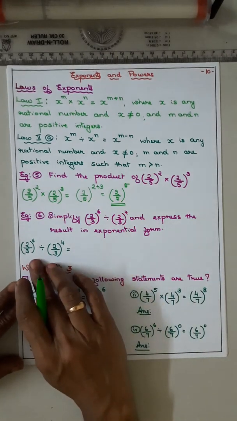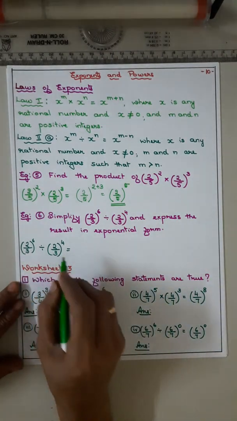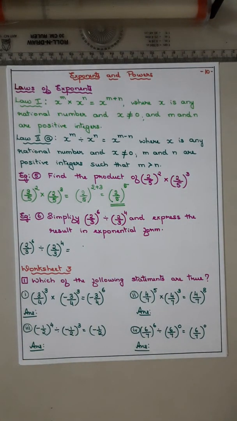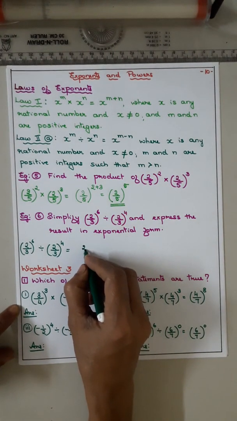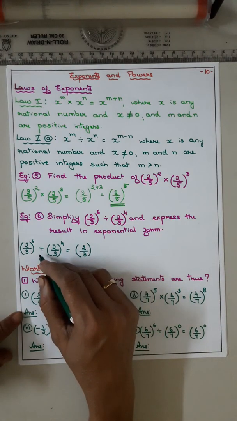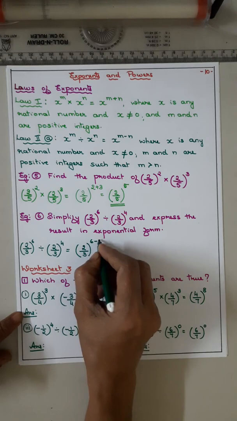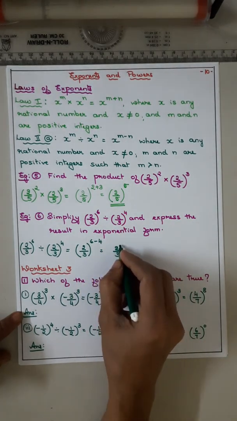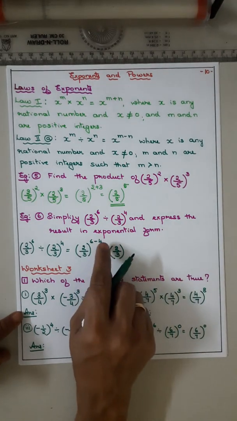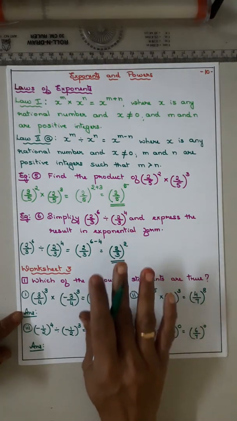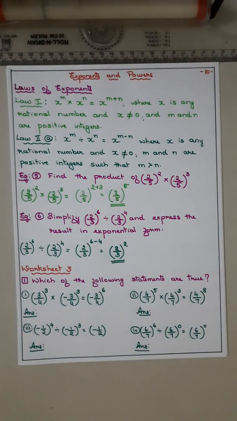Now this is division. So the bases are same. It is 2 by 3. The base is 2 by 3 and the powers are 6 and 4 but in between division. So what we have to do? Subtract the powers. So it will be 2 by 3 the whole raised to 6 minus 4, which is 2. They have asked to write in the exponential form, so write it as it is.